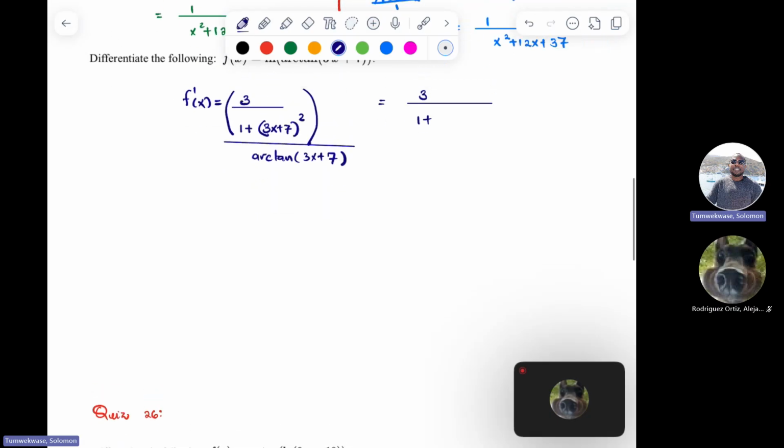So I can simplify this, and this is the same as 3 over 1 plus, when I open up that one, maybe that's 9x squared. So this is 3x plus 7 squared, and since I'm dividing by that, this guy here will multiply by arctangent of 3x plus 7. And you can simplify it further if you want.